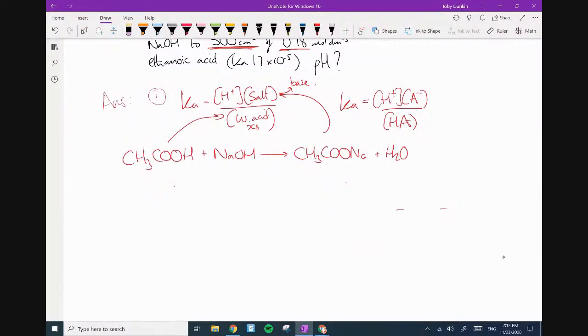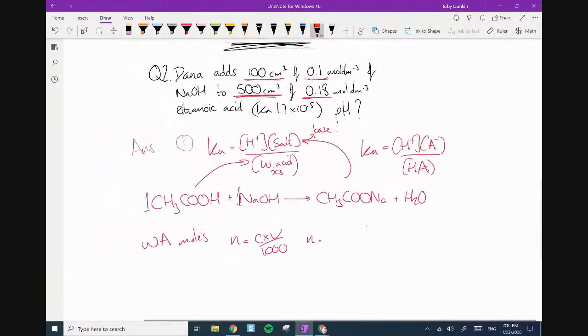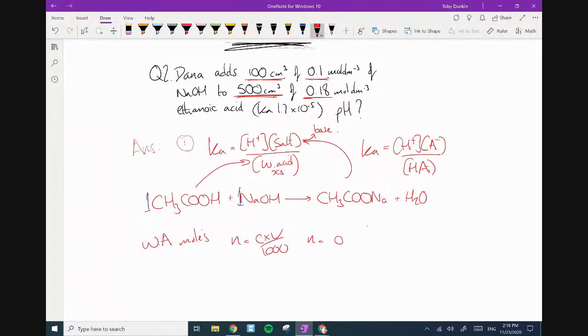Okay. So once again, the ratio is 1:1. Going to make this a bit trickier in a minute. Step number one, switch back to red. Weak acid moles. Number of moles is C times V over 1,000. Input my data: for the weak acid, C, 0.18, multiplied by 500, all over 1,000. Run it through my calculator: 0.18 multiplied by 500 divided by 1,000. So I end up with 0.09 moles.